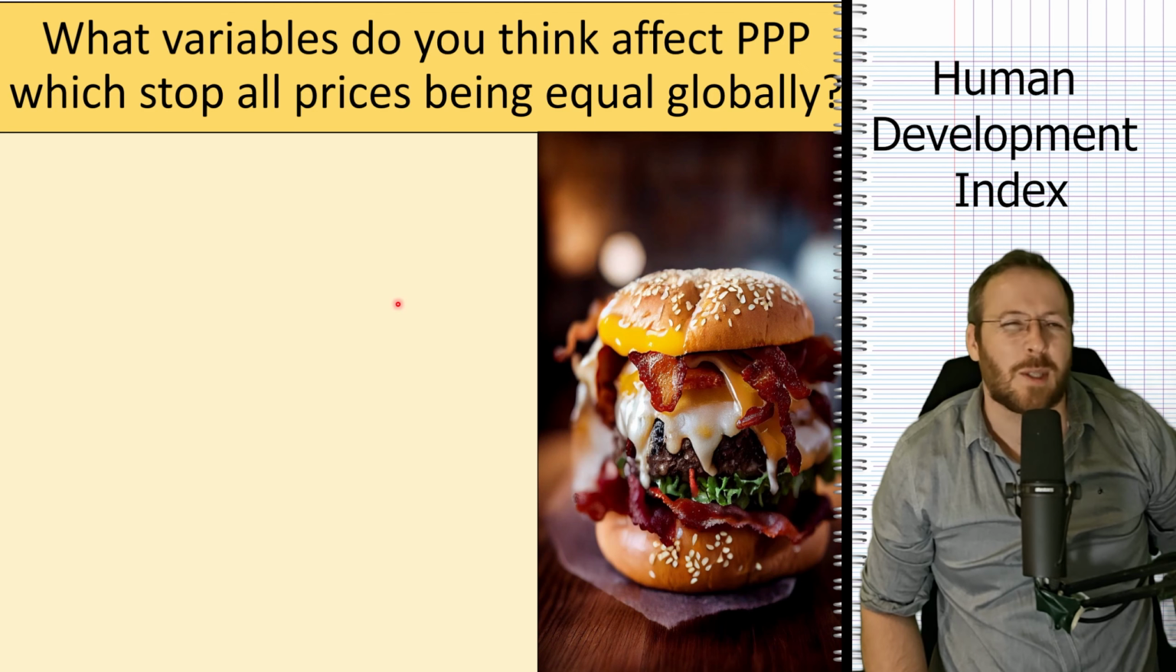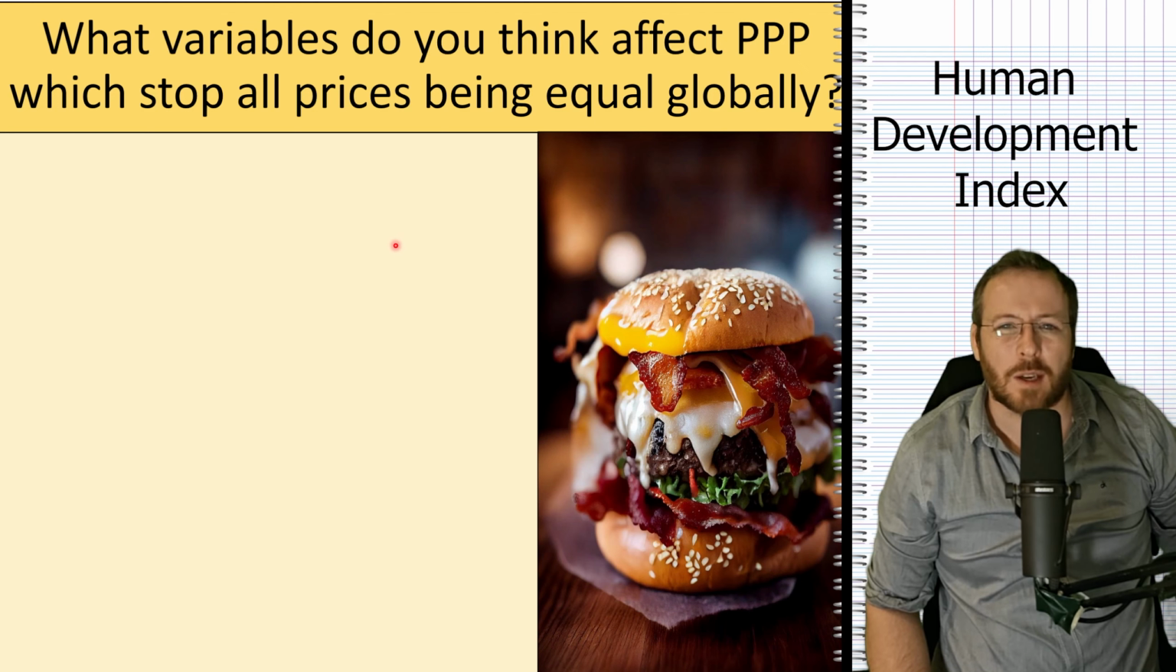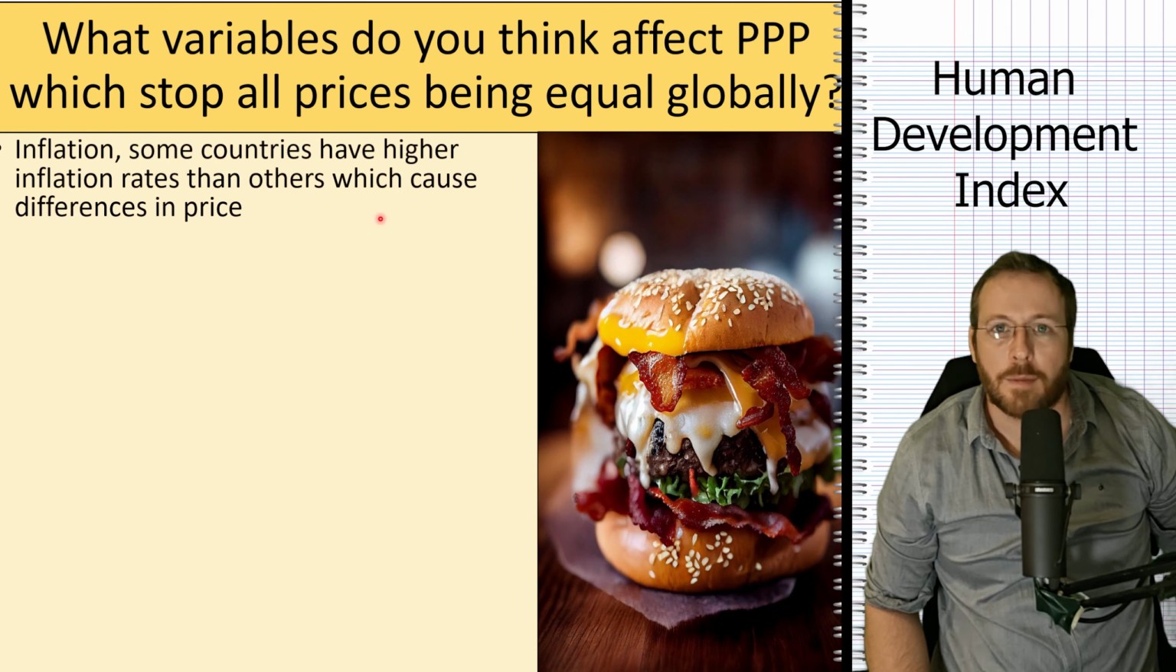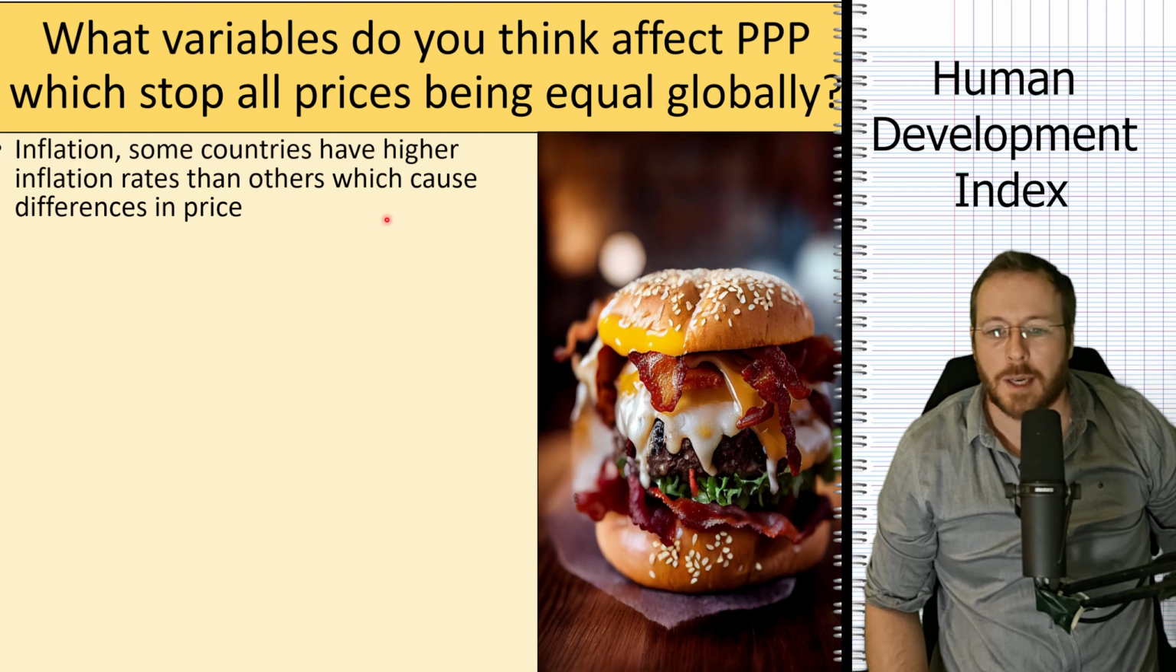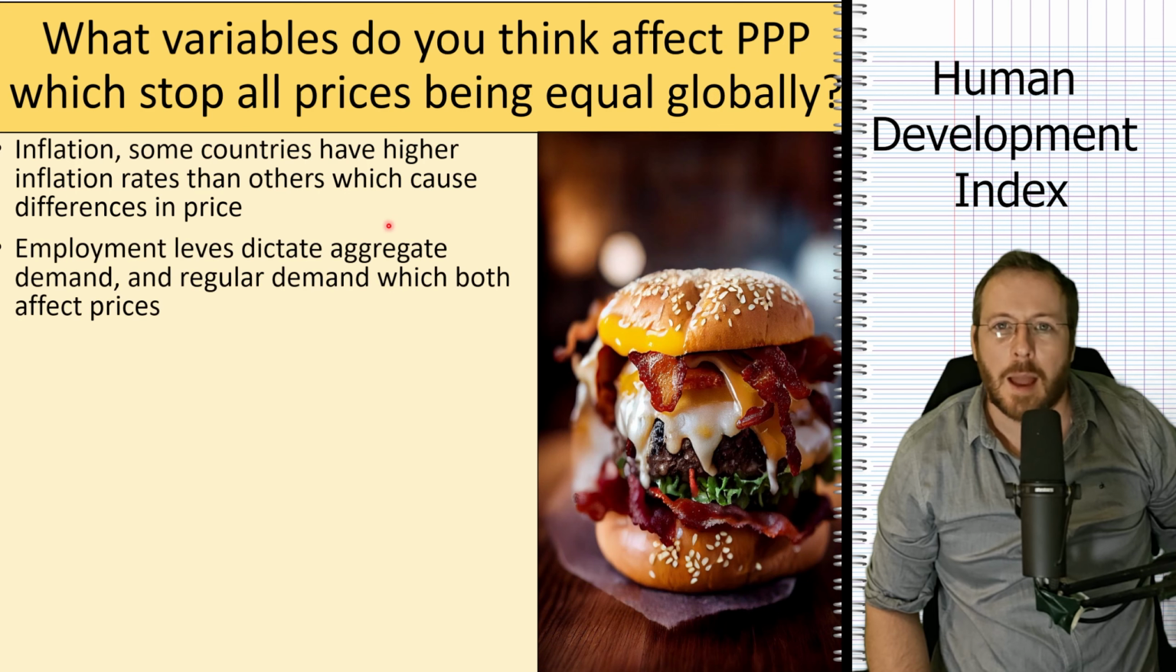So actually, let's go into it a little bit. What things do you think can affect PPP across the world? Why isn't it perfect? Why isn't the price of everything the same everywhere? Let me show you. Inflation. Inflation is different in different countries. If inflation is 10% in England, so prices are going up by 10%, it might only be 3% in Norway. So the price increases are at different rates. Employment levels.